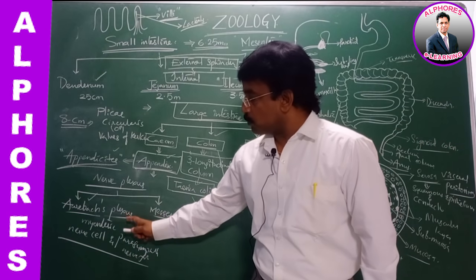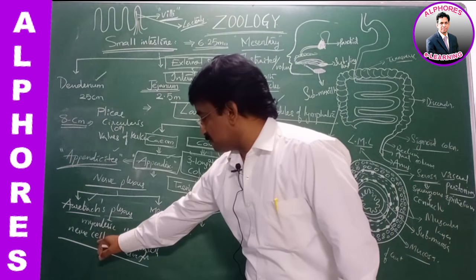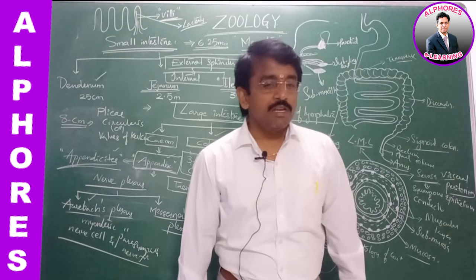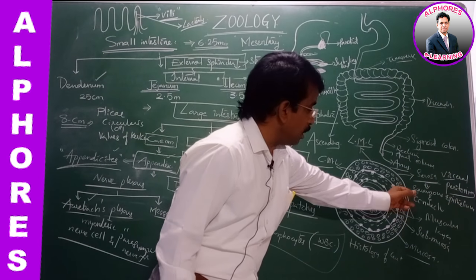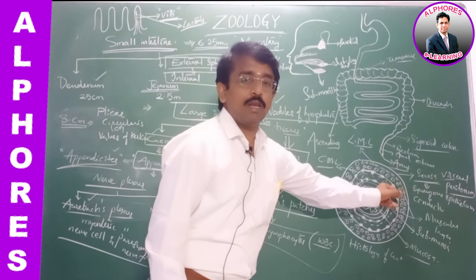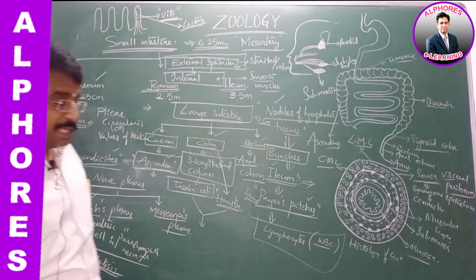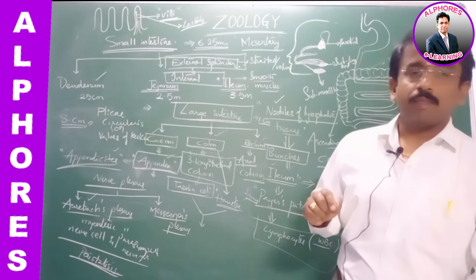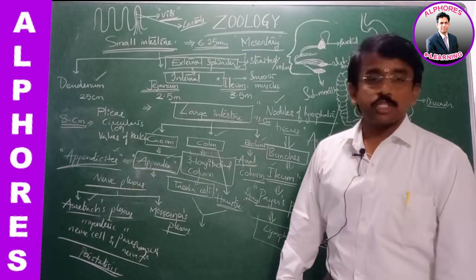Generally this Auerbach's plexus, which is the network of nerve cells and parasympathetic nerve fibers, lies between the longitudinal and circular muscle. Diagrammatically we can see it here pictorially. This is responsible for peristalsis. What do you mean by peristalsis? The wave-like movement of food in the gut is what refers to peristalsis.